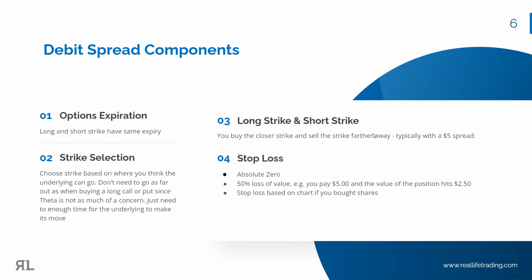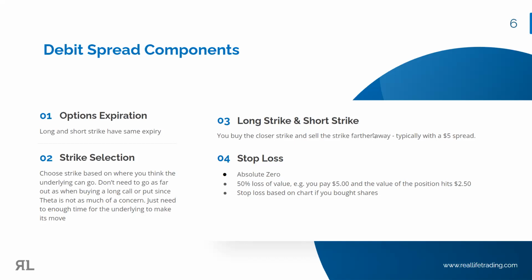So the other possibility, if you don't want to do absolute zero, if you do want to have a stop, you could just say, okay, if I'm wrong and Amazon doesn't go in the direction I think it's going to go, if that debit spread loses 50% of its value, then I'm going to exit it. Okay. So for instance, if I paid $5 for that debit spread and it doesn't move in the direction I think, when the value of that hits $2.50, meaning it's lost 50% of its value, I can exit it there.